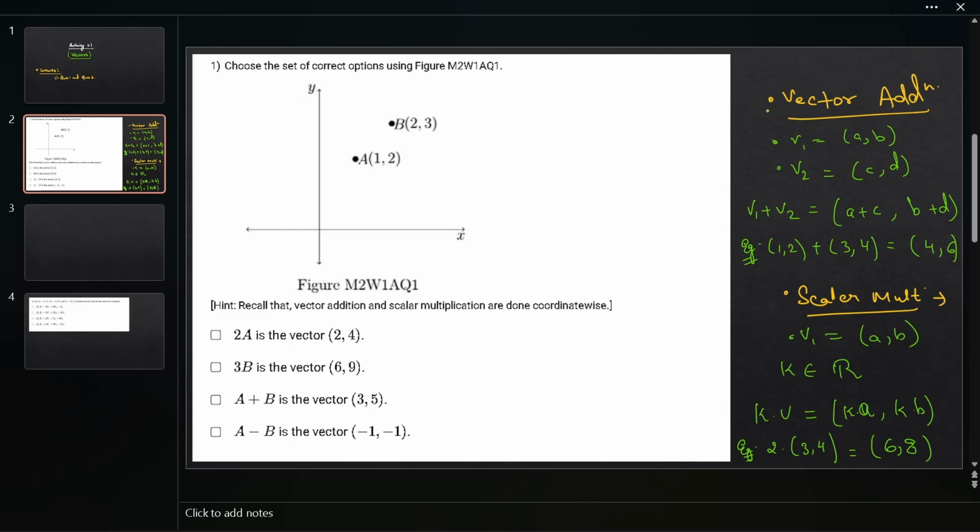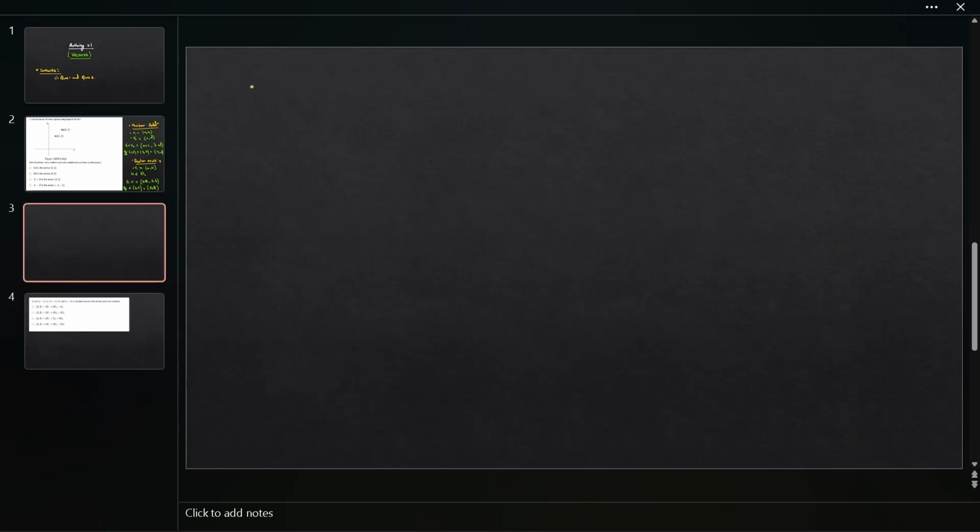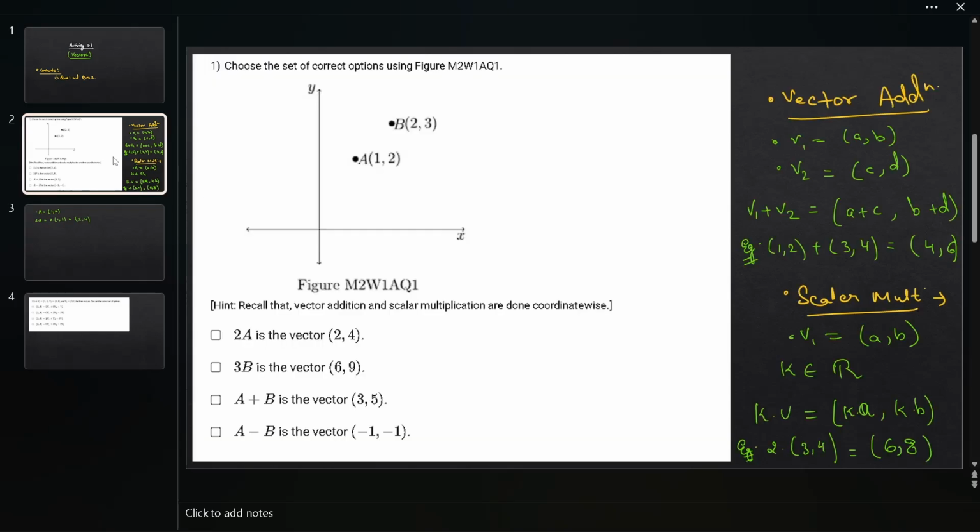Now, based on these two concepts, we'll have to answer the questions given on the left hand side. First, what would be the value of 2a? Let's move to the next page. Here we know that a is given as 1, 2. So 2 times a would be 2 times 1, 2 times 2, that is 2, 4. So 2a is 2, 4.